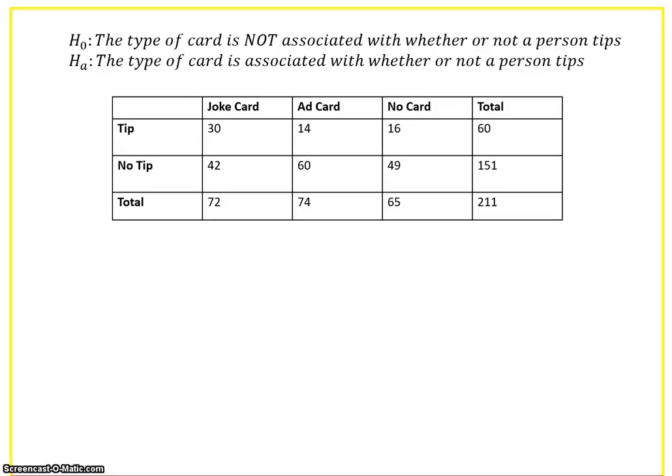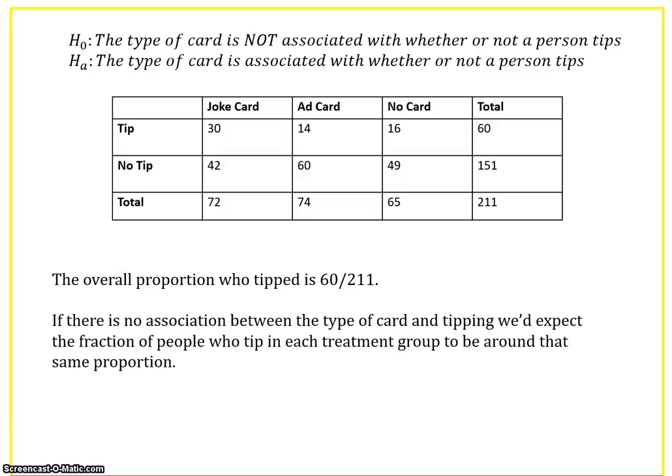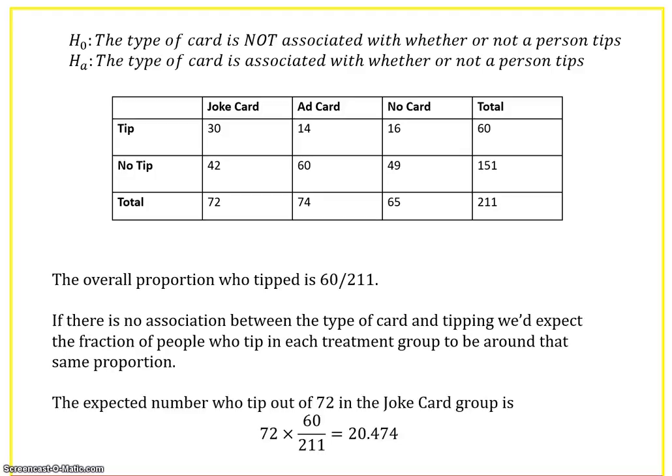Here are the data arranged in a two-way table. As you can see, the overall proportion of people who tipped is 60 out of 211. If there's no association between the type of card and tipping, we'd expect that the fraction who tip in each of the treatment groups, each type of card, to be around that same proportion. So the expected number who would tip out of the 72 people who received joke cards would be that proportion multiplied by 72, or 20.474.